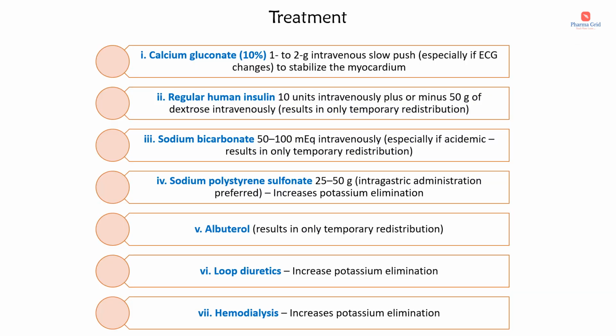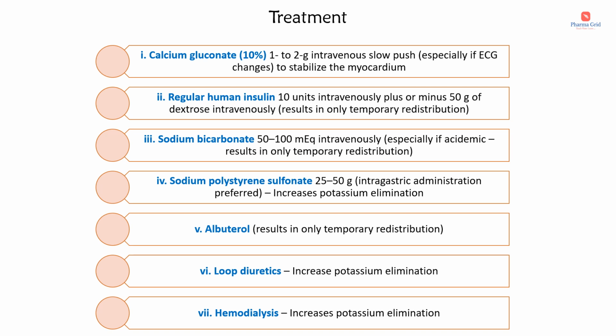Now the treatment options for hyperkalemia. Calcium gluconate 10%, 1 to 2 gram intravenous slow push, especially if ECG changes, to stabilize the myocardium. Then regular human insulin 10 units intravenously plus or minus 50 gram of dextrose intravenously results in only temporary redistribution. Then sodium bicarbonate 50 to 100 milliequivalent intravenously, especially if acidemic. It results only in temporary redistribution.